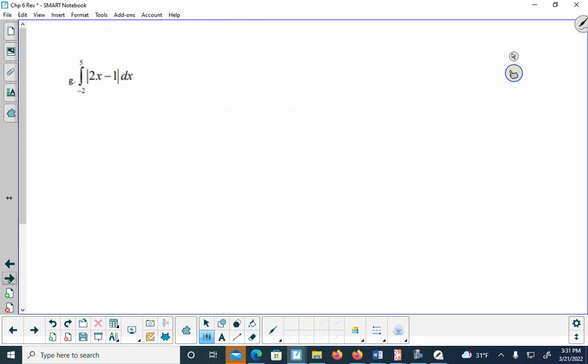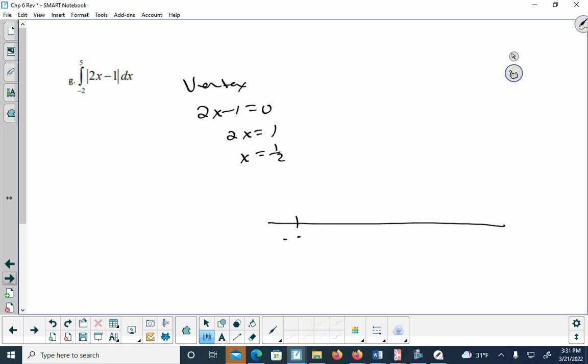Moving on to the next one. It's an absolute value. I'm probably going to make a picture together with all the pictures. So I'm going to find the vertex first. To find the vertex, I'm going to take 2x minus 1 and set it equals 0, 2x equals 1, x equals 1/2. So when I draw my picture, I have negative 2, and it doesn't have to be exact, you just have to have a visual representation of what you're doing. This point here is going to be 1/2, 0, and then I'm going to have 5.